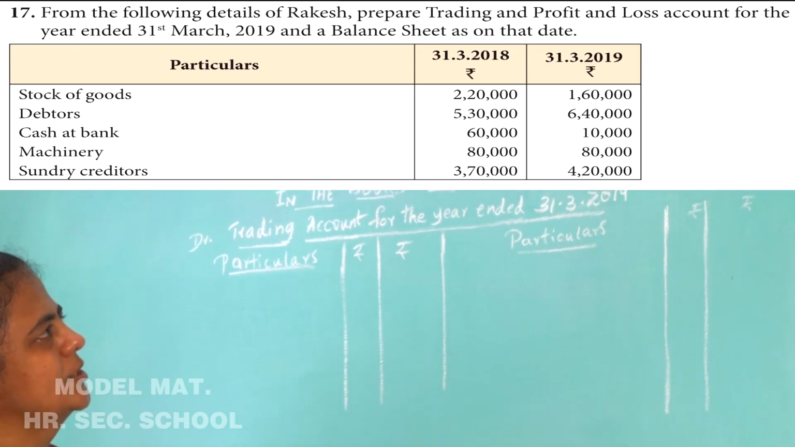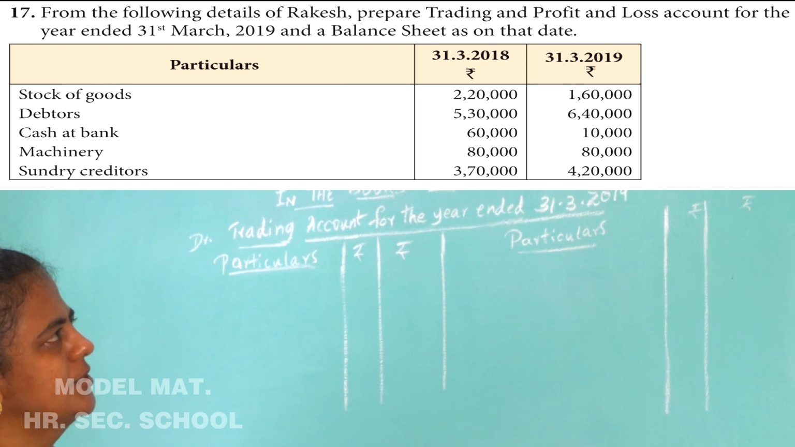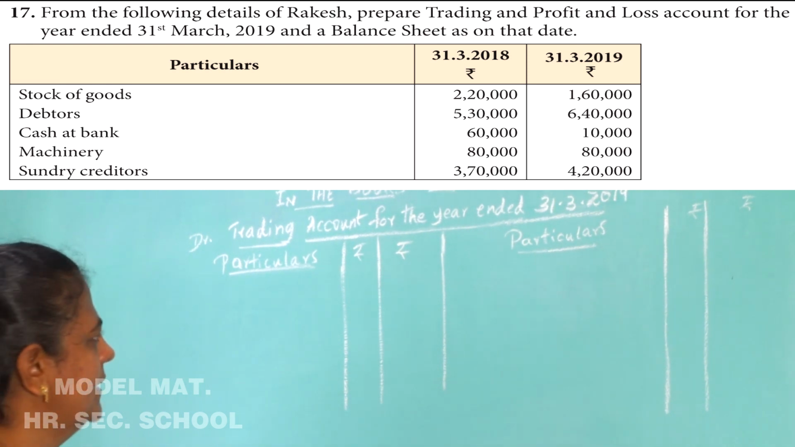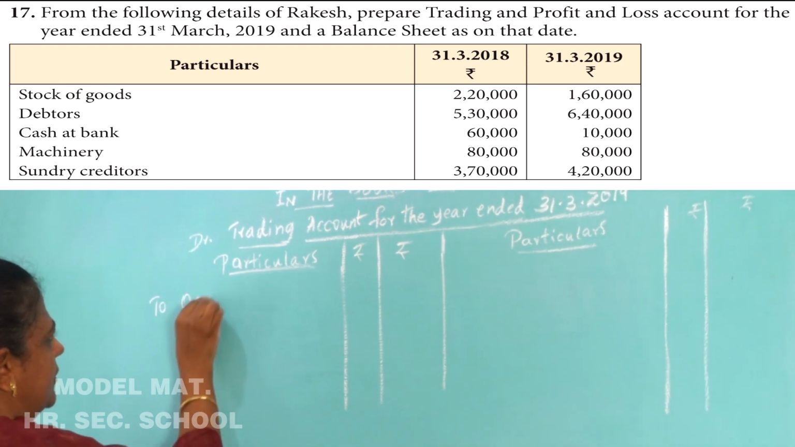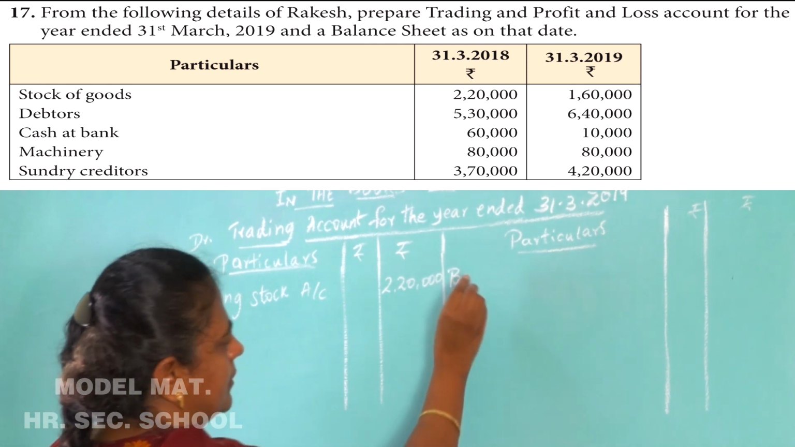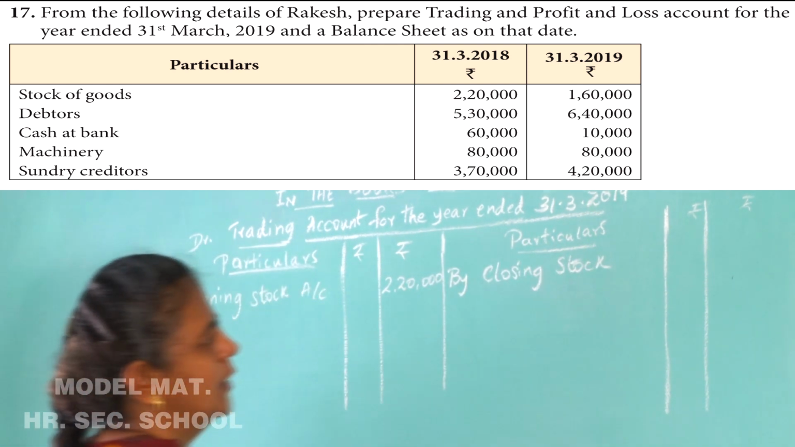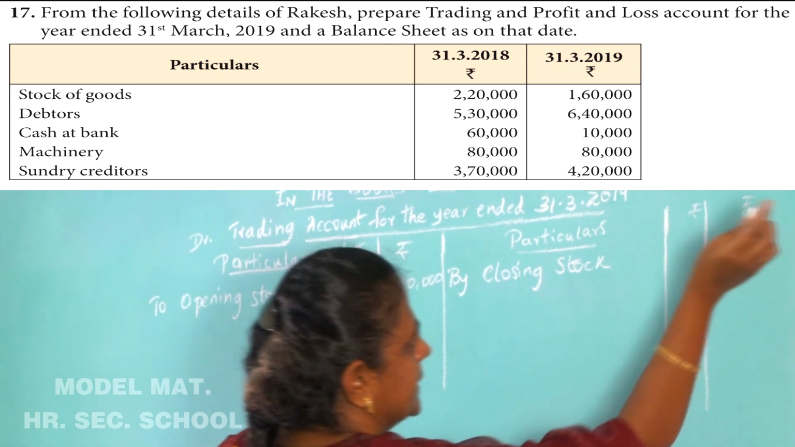See the question, stock of goods. Opening stock is also given: the balance appearing under 31/3/2018 is the opening stock, and the balance appearing under 31/3/2019 is the closing stock. So, first write the opening stock, 2,20,000. Then, by closing stock, how much is the closing stock? Closing stock is 1,60,000.